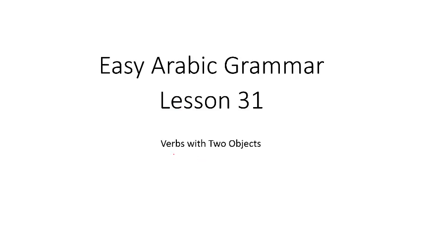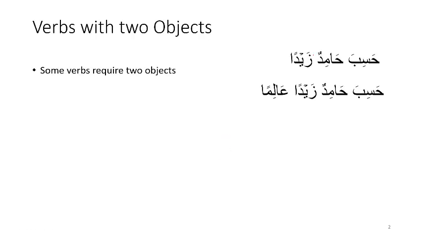In this lesson, we will talk about verbs with two objects. Now, if you take this verb hasiba, which means to think or to consider, and we say hamidun, we know that this is in rafa form, so this is the subject. So, Hamid thought or Hamid considered, and then the object is Zaidan.